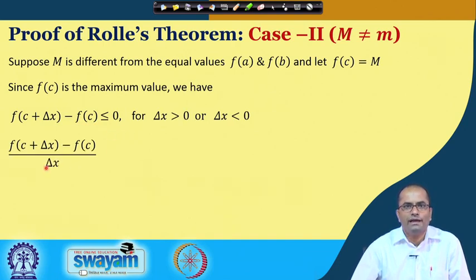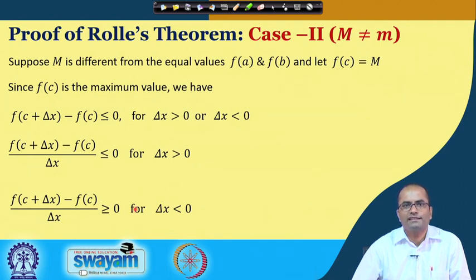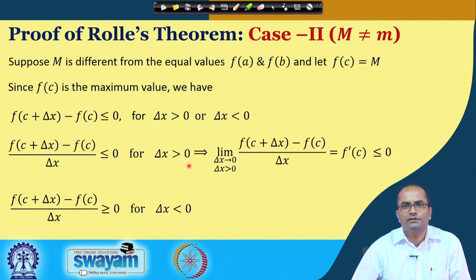And now, if I divide this expression here by delta x, and in the first case I take delta x as positive, then the sign of this expression will not change and it will remain less than or equal to 0 if delta x is positive. On the other hand, if I take delta x as a negative number, then this expression will change the sign and this f(c + delta x) minus f(c) divided by delta x will become greater than or equal to 0.